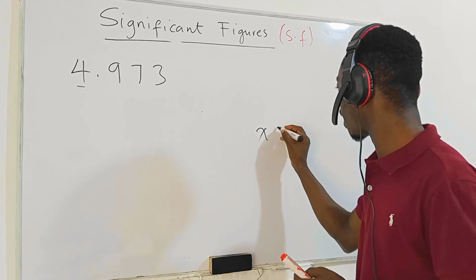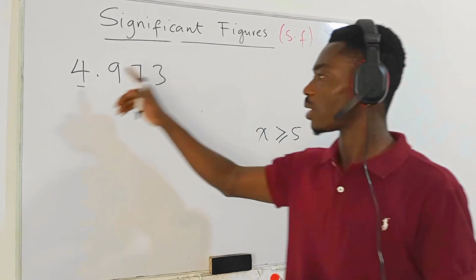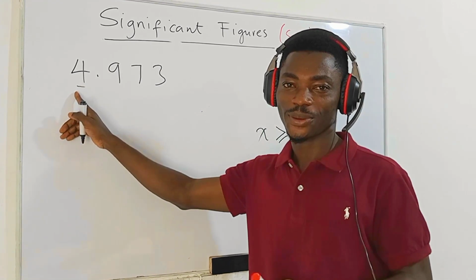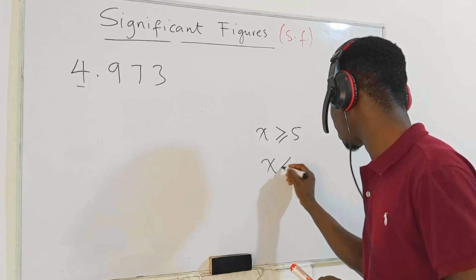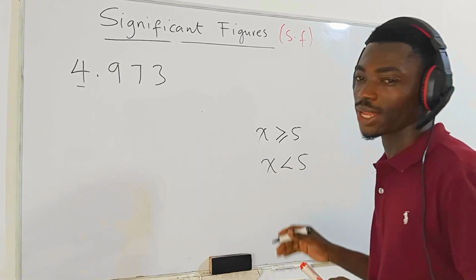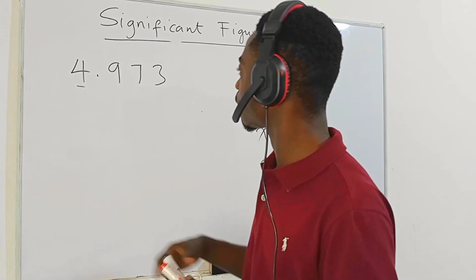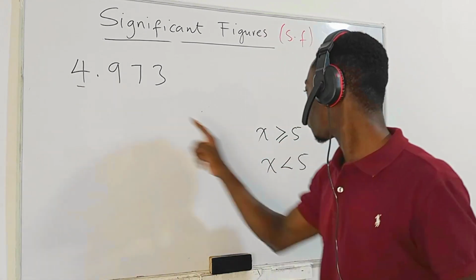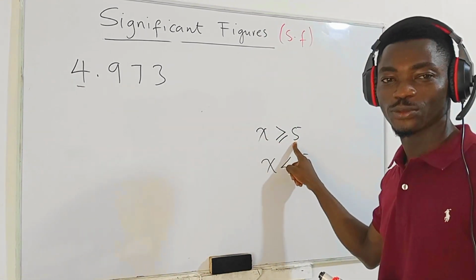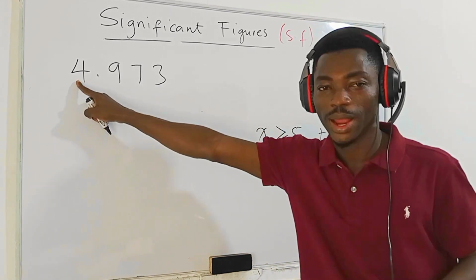Now, if that number is greater than or equal to 5, then we add 1 to the number that we landed on. All right. Now, if that number next to the number that we landed on is less than 5, then we are basically going to forget about it, right? So with this one, we see that we landed on 4. The number next to the 4 is 9, which is greater than or equal to 5. If that happens, then we are going to add 1 to the number right here.